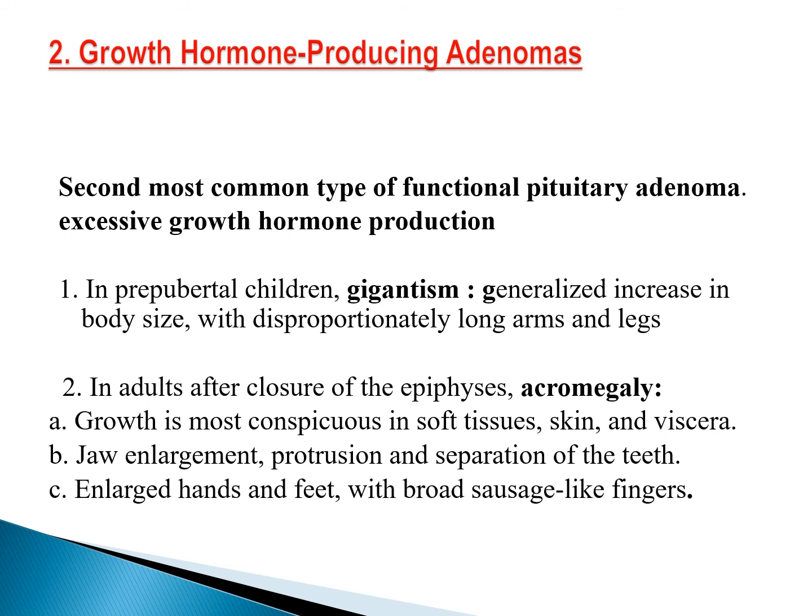In adults, the disease that is caused by growth hormone producing adenoma or by high levels of growth hormone is called acromegaly, in adults after the closure of the epiphyseal plates. In acromegaly, growth is most conspicuous in the soft tissues, in the skin, in the visceral organs, not in the skeletal organs, because the epiphyseal plates are closed. Like their hands are very large, their tongues are enlarged, the jaw is large with protrusion of the tongue, separation of the teeth, so كل soft tissues are enlarged. Hands and feet are large with broad sausage-like fingers.